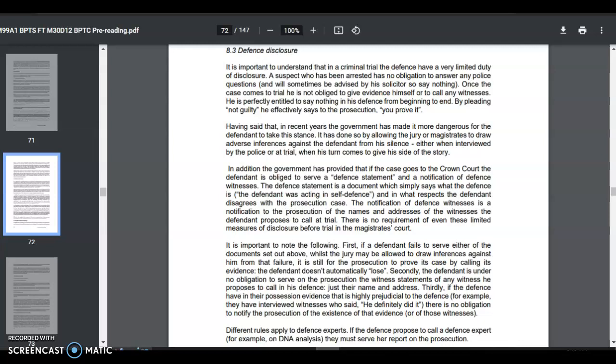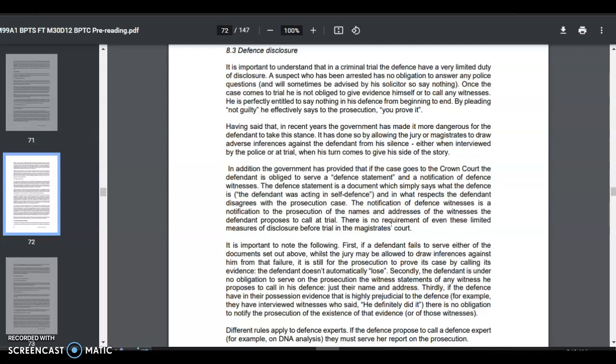All of the rules that apply to the prosecution to disclose all of their evidence and strong points of the case do not apply to the defense, and the defense has really limited need to disclose their evidence and statements. It is important to understand that in criminal trials, the defense has a very limited duty of disclosure. A suspect who has been arrested has no obligation to answer any of the police questions.